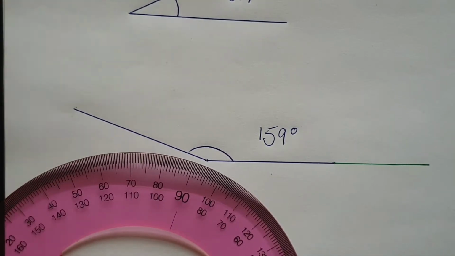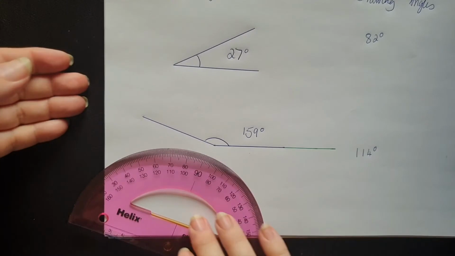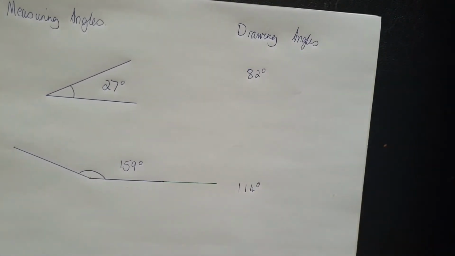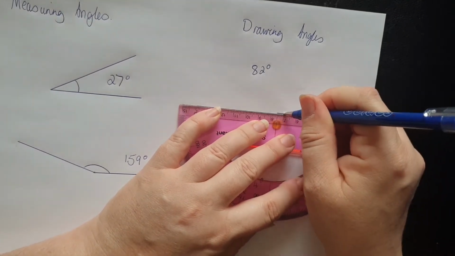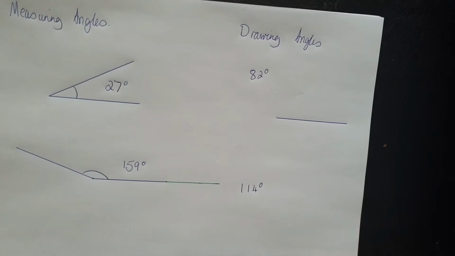Drawing angles is similar in the fact that you will need a baseline, you will need a pivot point, and you need to draw them accurately. So when you're drawing them, make the arm of each angle about 5 centimetres, between 5 and 10 centimetres, depending on what you're working on.